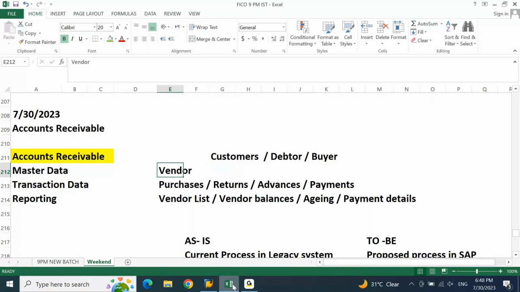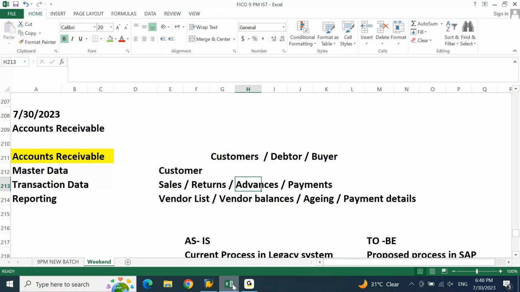When it comes to master data, we are going to create customer as our master data. And when it comes to transaction data, you are not going to have purchases; in place of purchases, you are going to have sales. You will be having sales with the customer. When you make any sale, the customer will sometimes return goods, the customer will make you an advance payment, and the customer also will make you the payment. So the remaining content will remain constant. Returns, advances, payment is common.